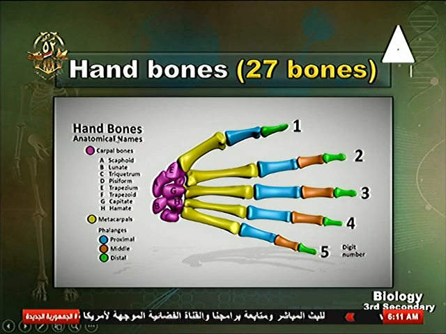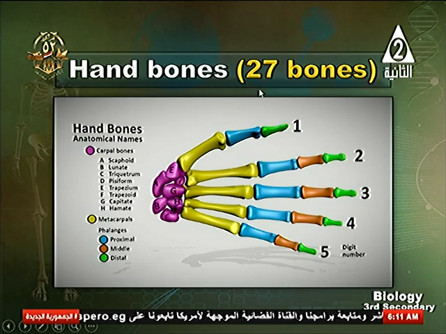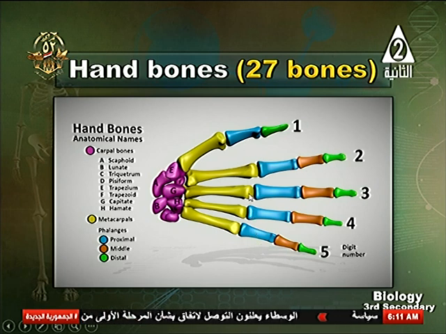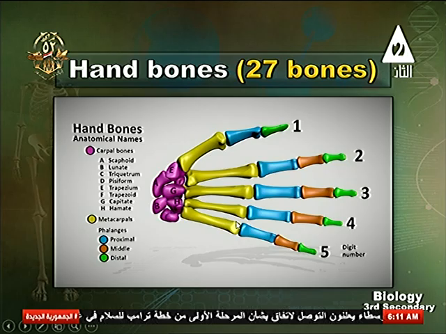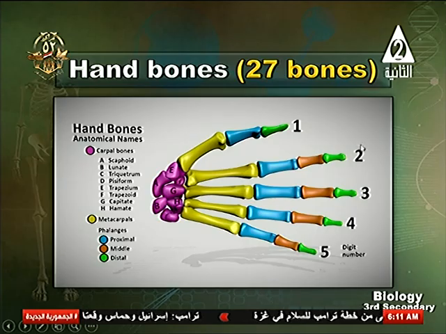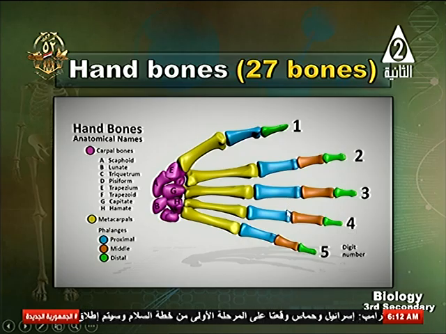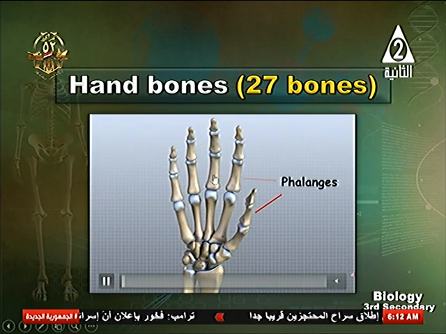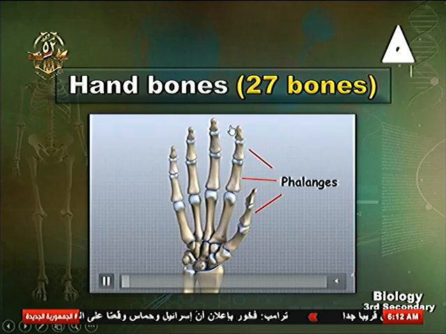Hand bones, a quick revision. 27 bones divided: 8 wrist bones called 8 carpals, and 5 bones in the hand palm called 5 metacarpals, and 14 phalanges. Look here, these are the fingers or hand digits. Each finger consists of 3 phalanges except the thumb, which consists of only 2 phalanges. This is a video for hand bones, which consist of 27 bones.